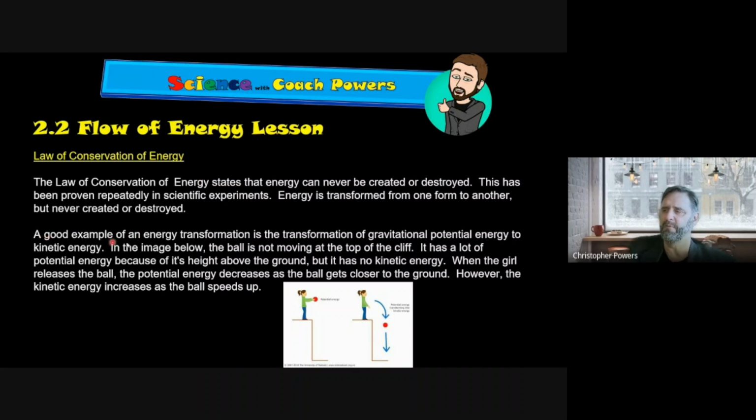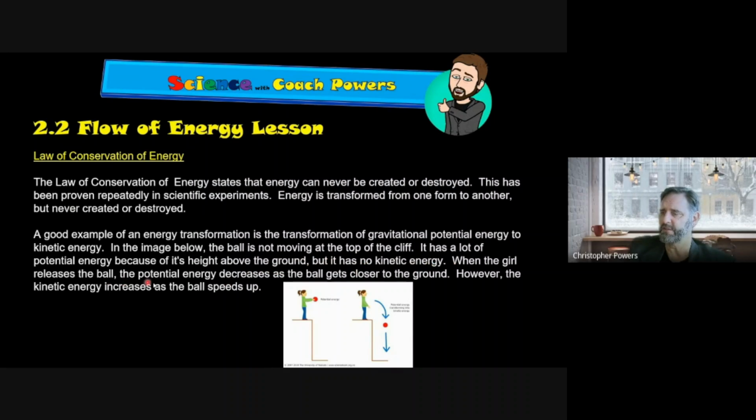A good example is a transformation of GPE to KE in the image below. Ball's not moving at the top of the cliff, okay? Well, it has a lot of potential energy because of its height above the ground, but it has no kinetic energy. It's not moving. Okay, it's at the top. It has the potential to move very fast if you drop that thing, and the gravitational acceleration constant will act upon it. But it has no kinetic.